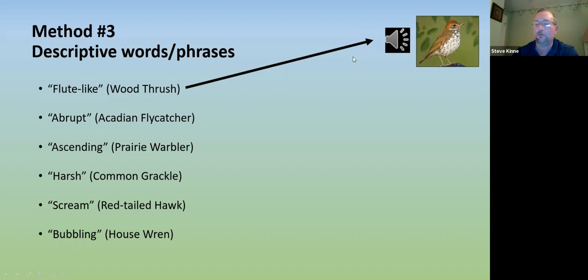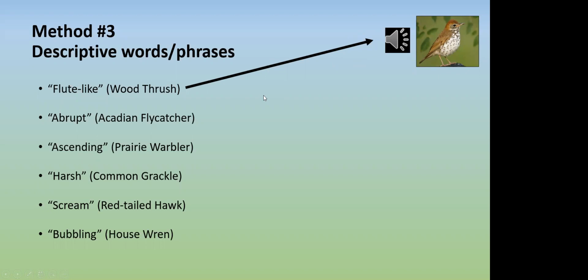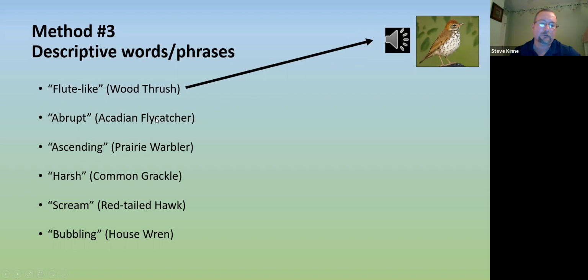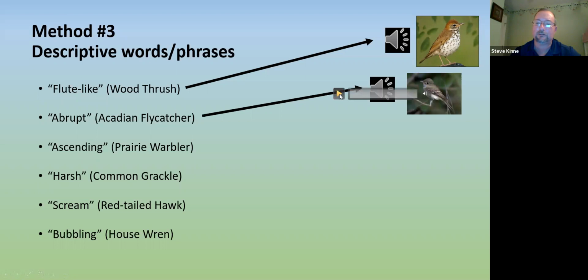So there obviously are more components than just the wooden, flutish type of portion of it, but still, that's kind of typical of the wood thrush. Now the Acadian flycatcher is a good example of something that would be considered abrupt. So listen to this. That was it. I mean, that's the entire thing.